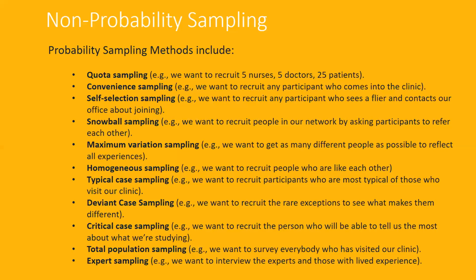With maximum variation sampling, your goal is to recruit as many different people who are as different from each other as possible, so that you maximize how much of the population's experience you're capturing. You want to make sure that you're capturing the diverse experiences of people who participate, and therefore maximum variation sampling is a great way to do that. But sometimes maybe you want to do homogeneous sampling, which is kind of the opposite of that: you want to recruit people who are like each other.